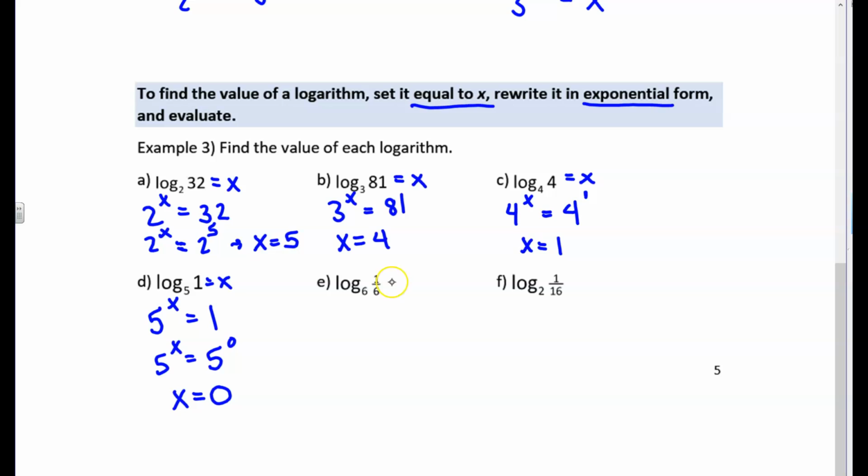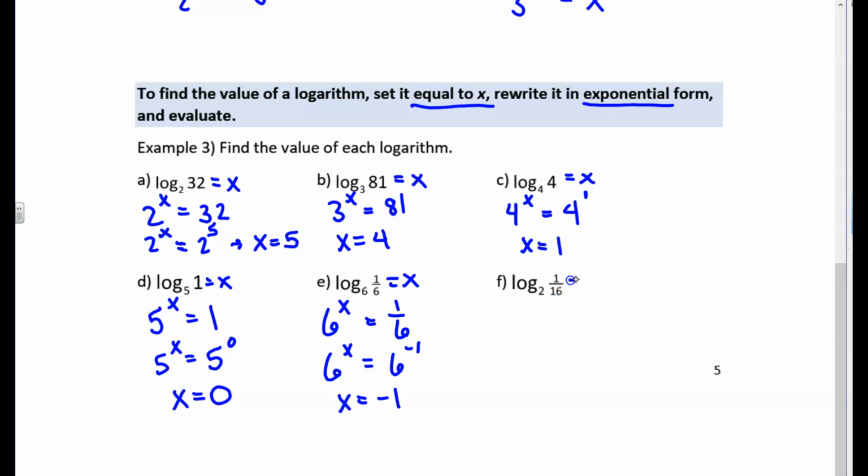Log base 6 of 1/6, set it equal to x. Rewrite it as an exponential equation. 6 to the x equals 1/6. Well, I'm going to rewrite the other side as a base 6. That's 6 to the -1 to get 1/6. Therefore, my x value must be -1.